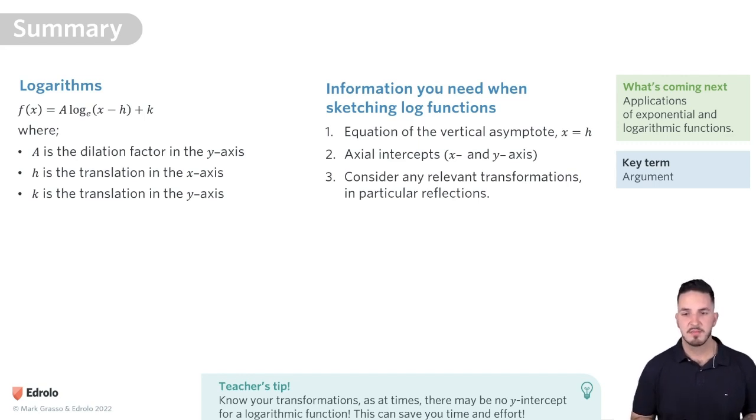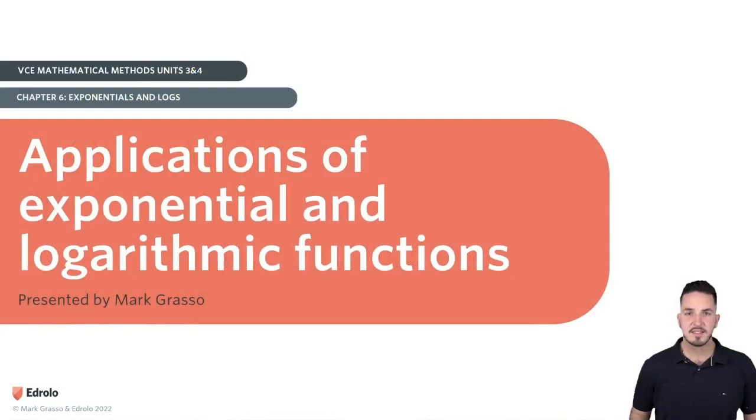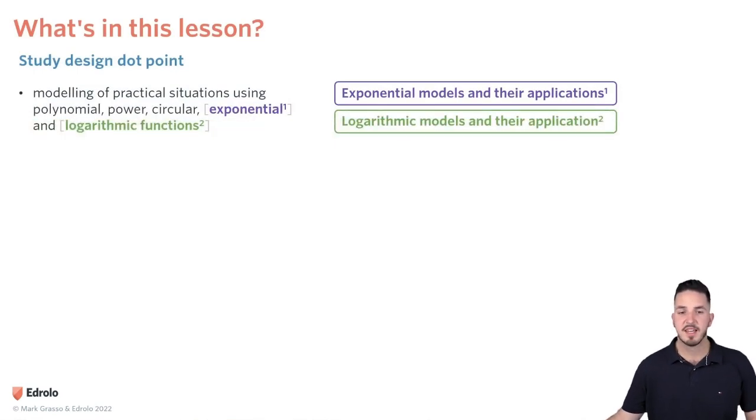So what's coming next? We have applications of exponential and logarithmic functions. Exponential and logarithmic functions can be used in a variety of ways in real life. In particular, as we've looked at in the past, they can be used in laboratories when conducting experiments, particularly when looking at exponential growth or decay. And logarithms can also be used in music and Richter scale calculations. In this lesson, we're going to be looking at exponential models and their applications, as well as logarithmic models and their applications.